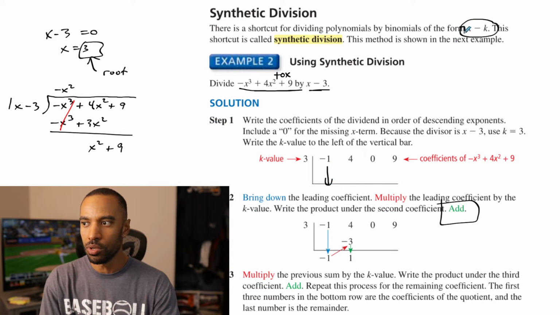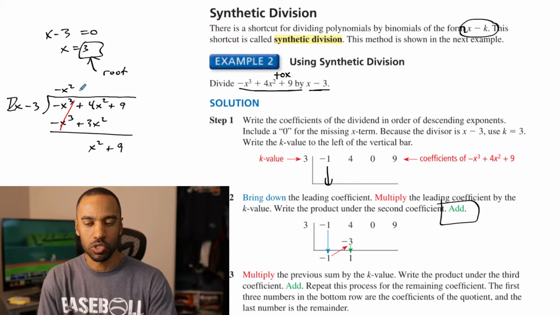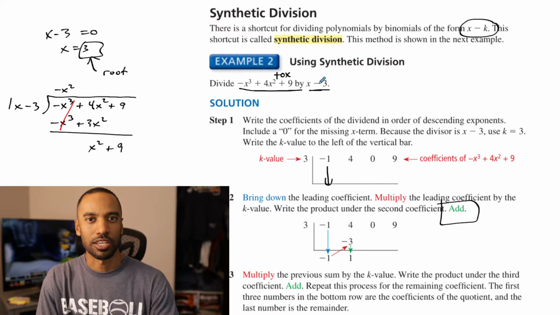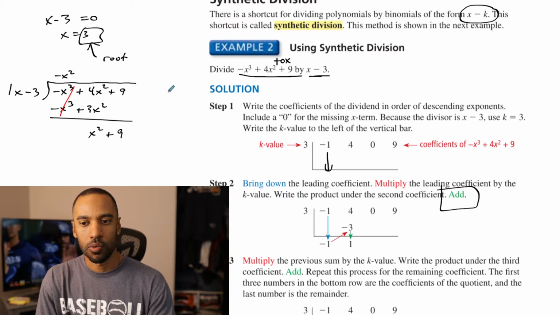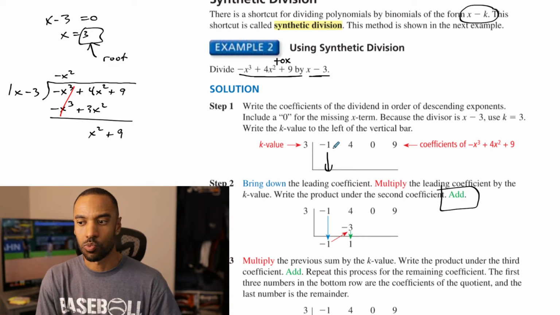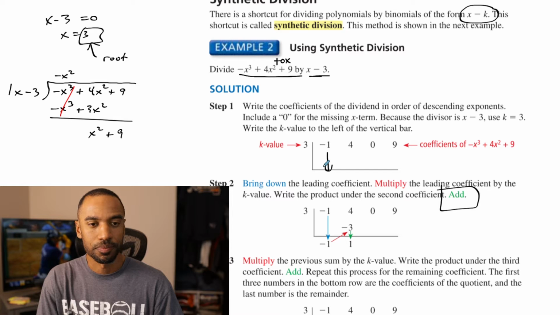If this was a 2, 2x doesn't go into negative x cubed, negative x squared. It goes into negative 1/2 x squared times, right? So it doesn't work with that unless that happens. There's the first thing. That's why this just gets brought down.